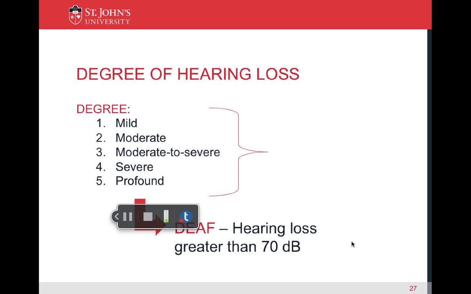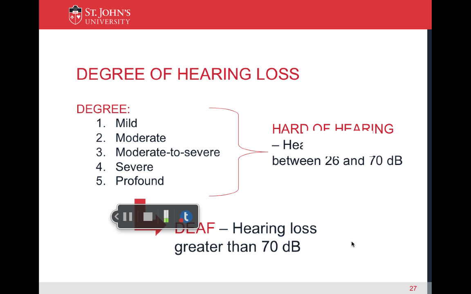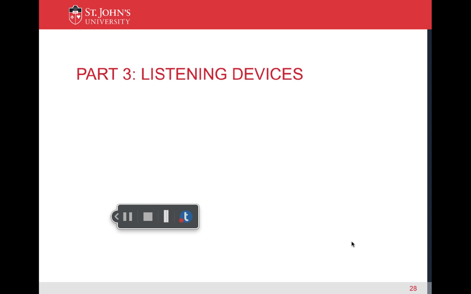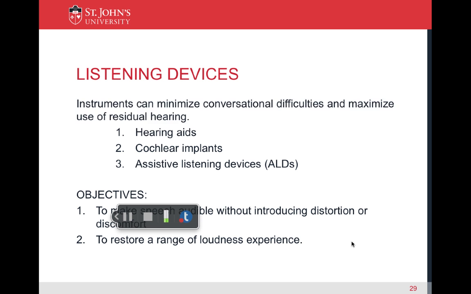Hearing loss can be mild, moderate to severe, severe to profound. Those people would be considered hard of hearing. But then there's also people who are deaf with hearing losses greater than 70 decibels. There are some listening devices that we could use. Listening devices are instruments to minimize the conversational difficulties and maximize the use of residual hearing. So residual hearing is the hearing that is not gone, the hearing that the person still has.